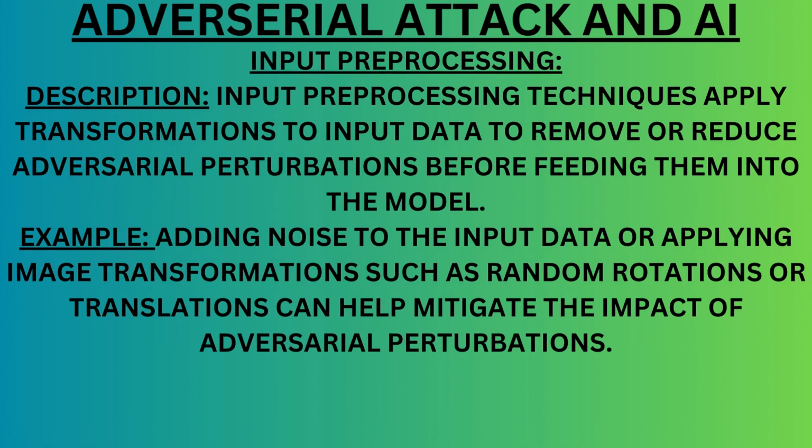Input pre-processing. Description. Input pre-processing techniques apply transformations to input data to remove or reduce adversarial perturbations before feeding them into the model. Example, adding noise to the input data or applying image transformations such as random rotations or translations can help mitigate the impact of adversarial perturbations.